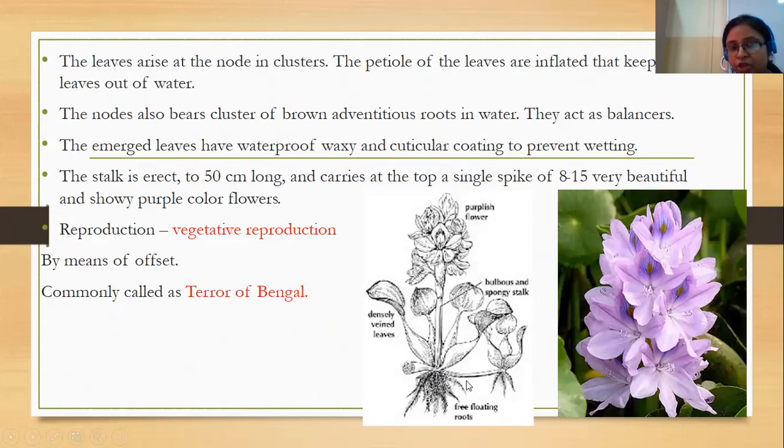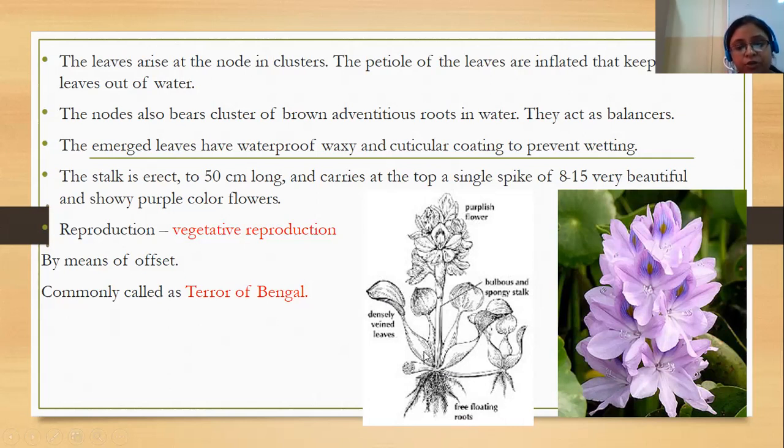It simply runs just below the surface of the water, and at the nodes it bears a large number of brown adventitious roots into the water, below the water, and on top of it these nodes bear clusters of leaves, and all these leaves are spongy, bulbous, covered with thick, fleshy, waxy coats. And here you can see these are the petioles. These are the fleshy, bulbous petioles of this plant.